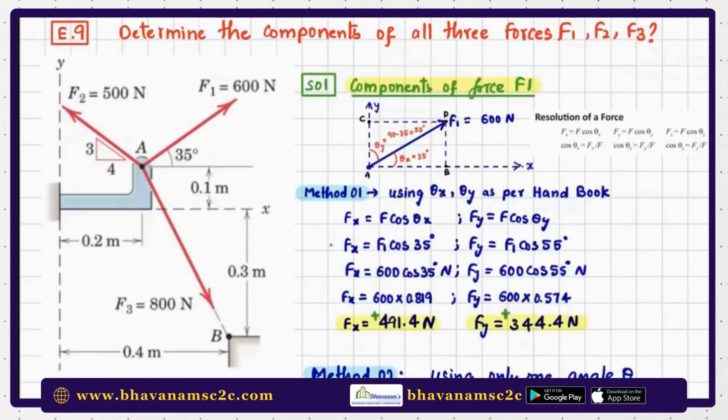Now, what is our next question? We want the components of all the three forces. F1 is over. Now we have F2 here. If you see the figure, F2 has a magnitude of 500 newtons, well and good. But here they did not give you an angle theta, but they have given the geometry.